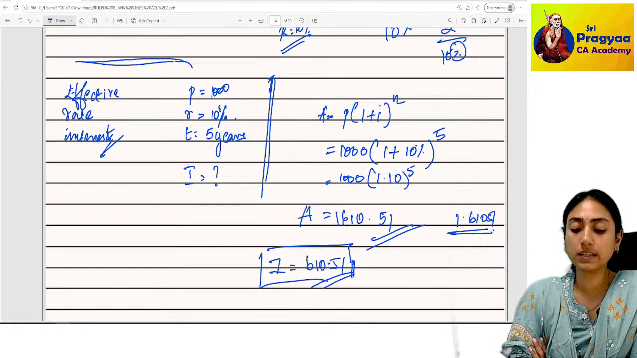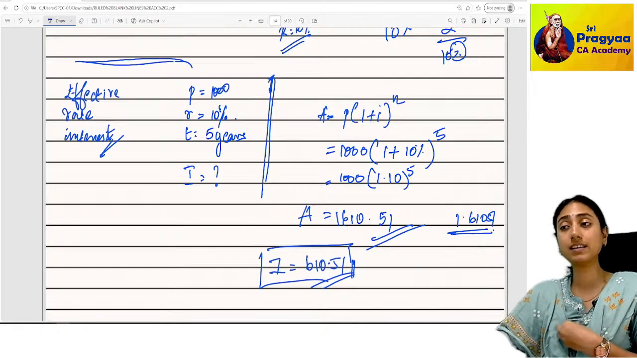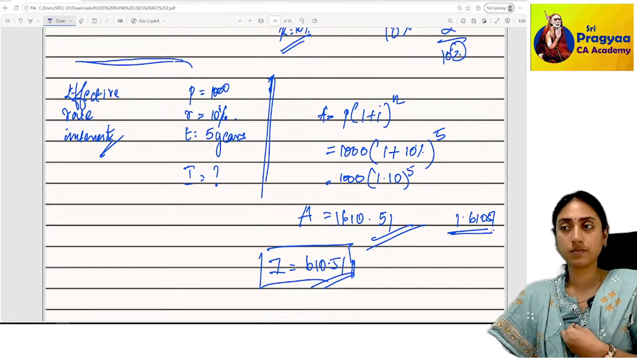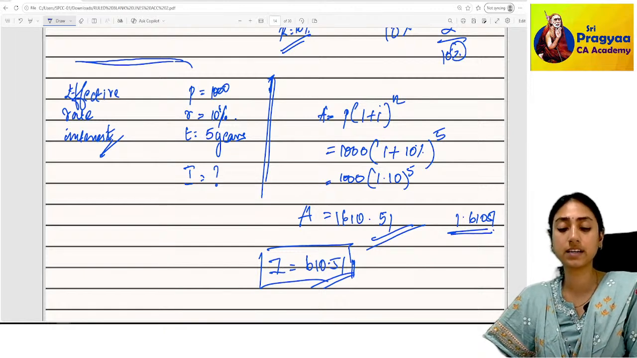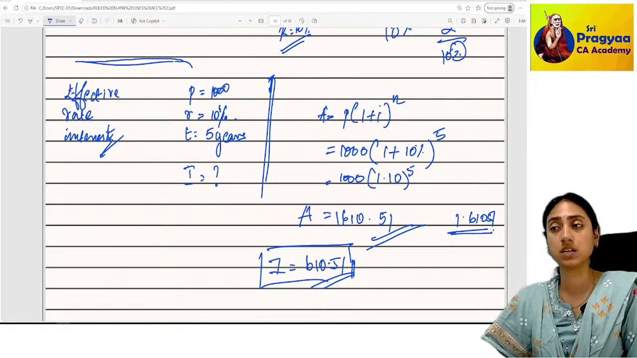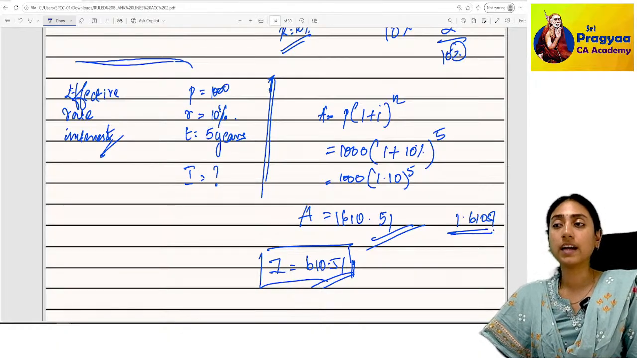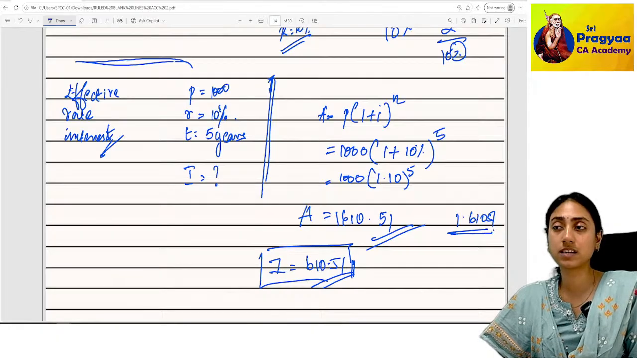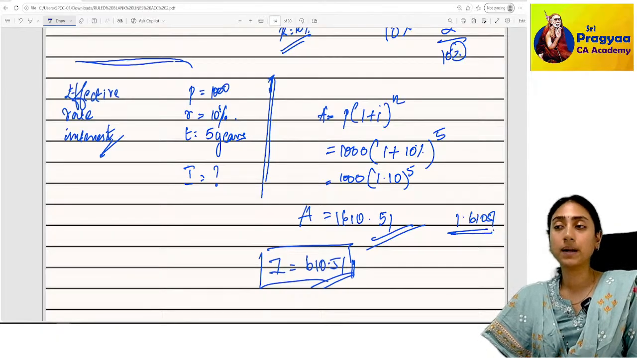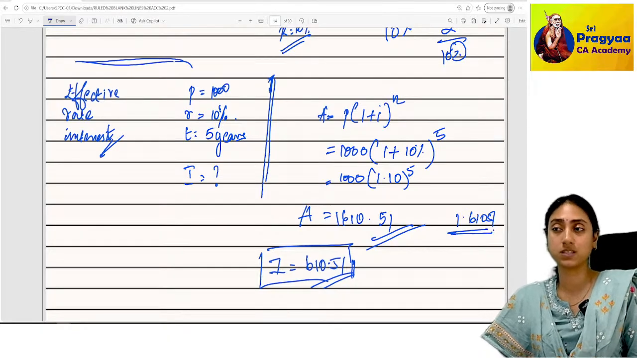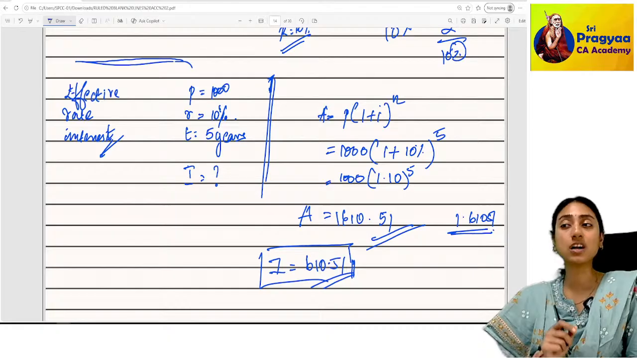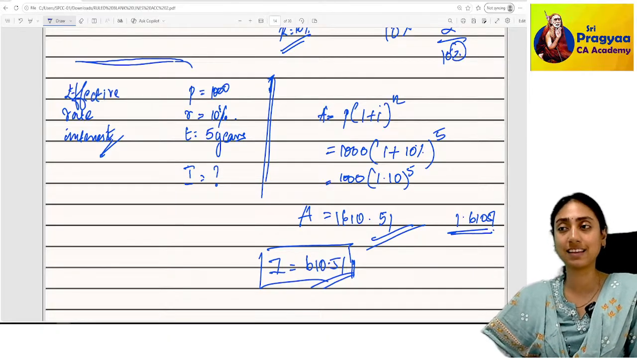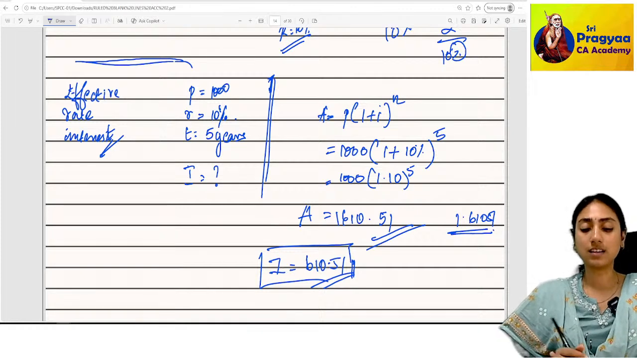Okay, so now I earned an income of how much? 610. I have earned an interest income of 610.51. Correct? So by investing how much? 1000 for 5 years at an annualized interest rate of 10% per annum. But have I earned 600 rupees or 610.51 rupees? 610.51, which means my effective rate of interest is not 10%, it is slightly higher than that. Correct? So that's the effective rate of interest.